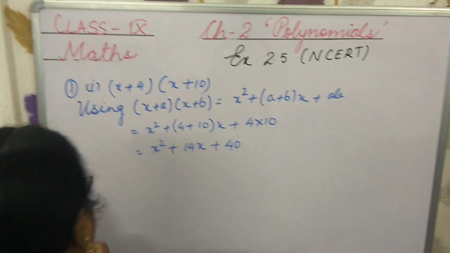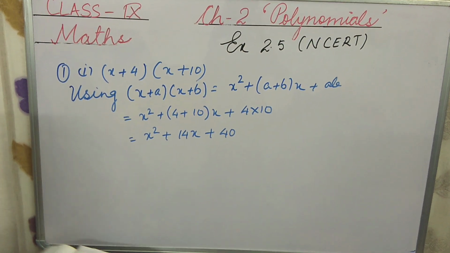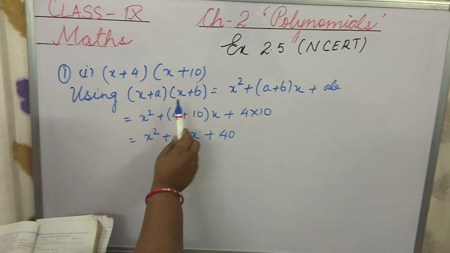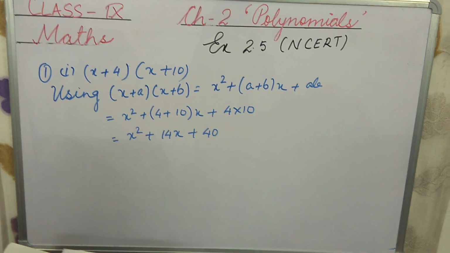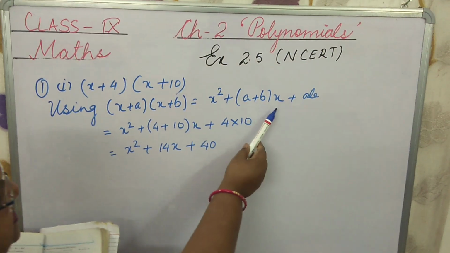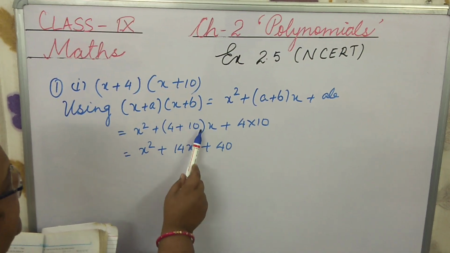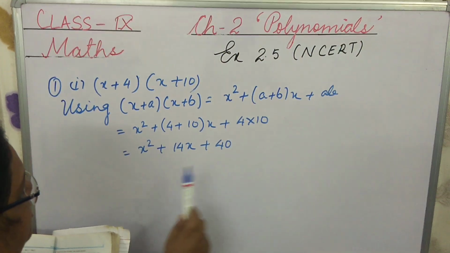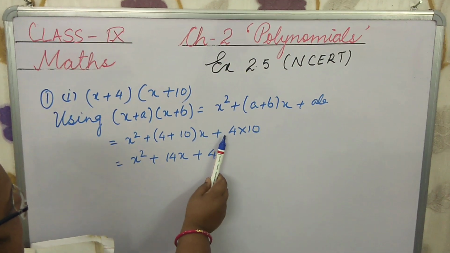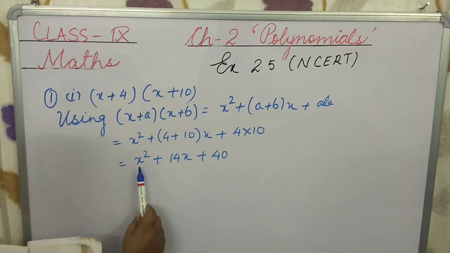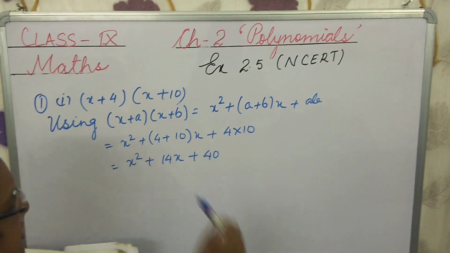So I repeat again that (x + 4)(x + 10) is in the form of (x + a)(x + b). When we use this identity, we know that it is x² + (a + b)x + ab. What is a here? 4. And what is b? 10. We will just put it in the formula: x² + (4 + 10)x + 4 × 10, that is equal to x² + 14x + 40.